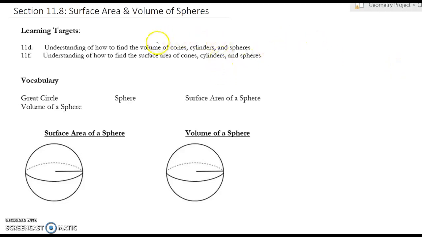Okay, so what we're doing today is the surface area and volume of spheres. The surface area formula for a sphere is 4 pi r squared. So the only measurement you have to figure out is the radius, so that's not that bad. And then the volume for a sphere is 4/3 pi r cubed.